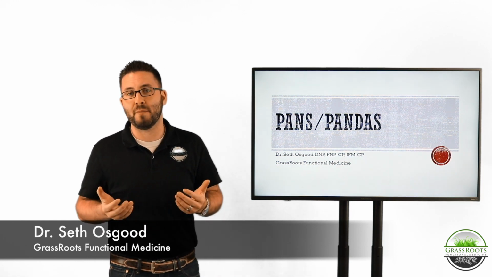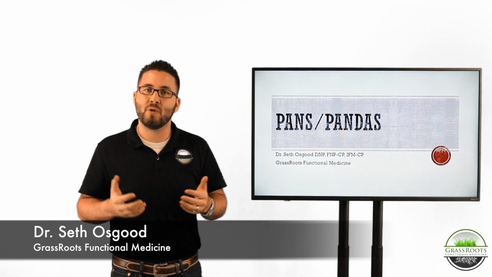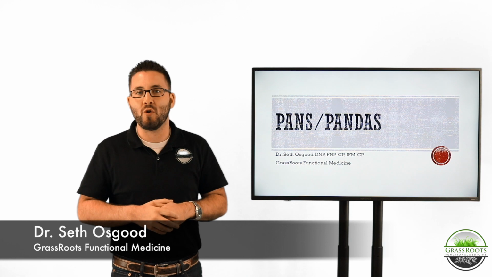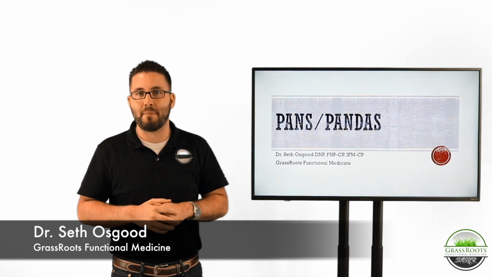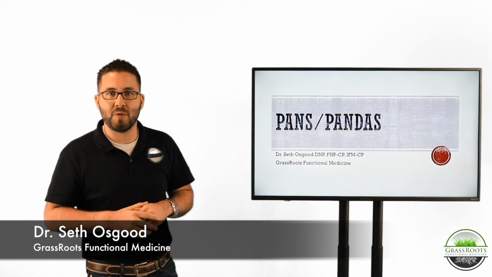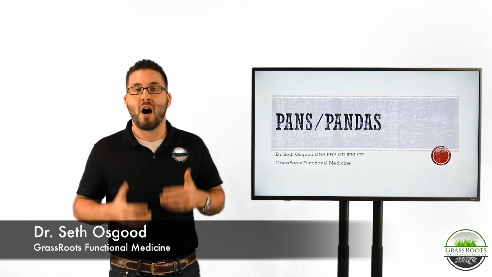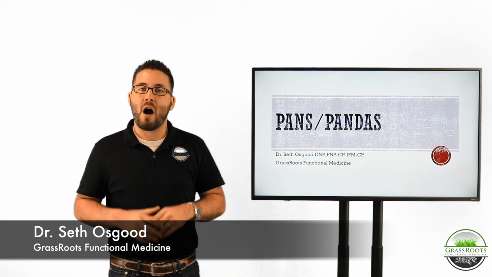For those of you who are not familiar with PANS, PANS is Pediatric Acute Onset Neuropsychiatric Syndrome, and PANDAS is Pediatric Autoimmune Neuropsychiatric Disorders associated with strep. So before we jump into the nitty-gritty of these two conditions, it's really important for you to understand autoimmunity because both of these conditions have an autoimmune component.